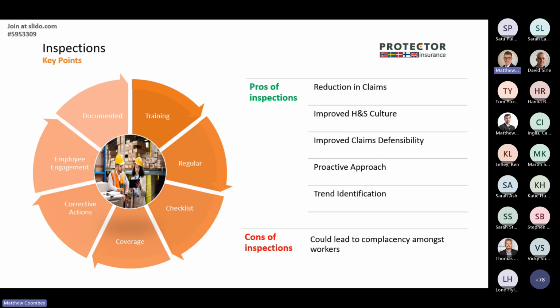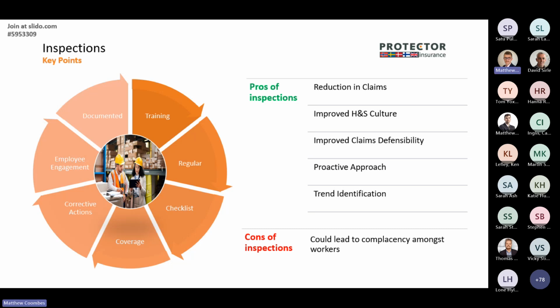Then the coverage needs to be comprehensive. So inspections must cover all areas of the workplace. That's the high traffic zones, like entrances, kitchens, and then your lower traffic areas as well, storage areas, stairwells, for example. And don't forget the external areas like car parks, footpaths, and your external fire escapes. Especially, the way we said in UK, with the poorer weather conditions.